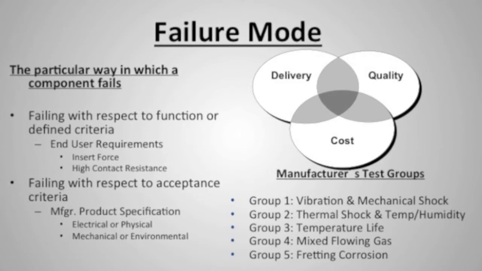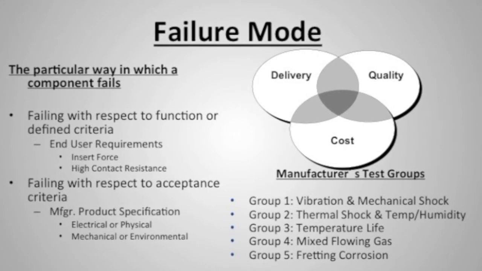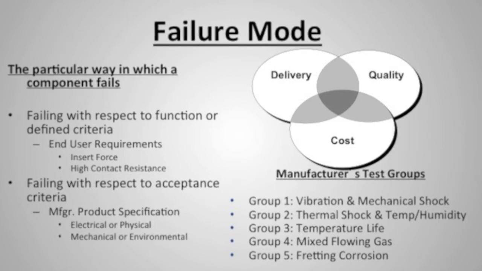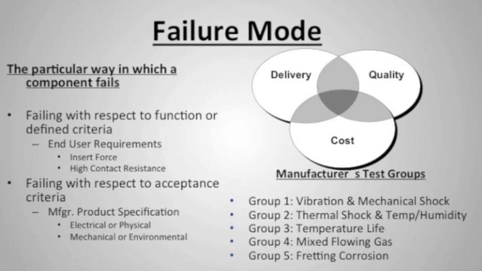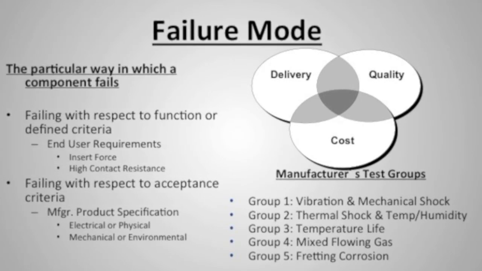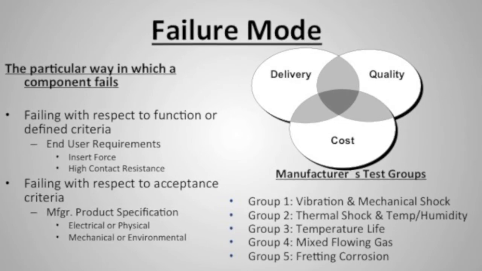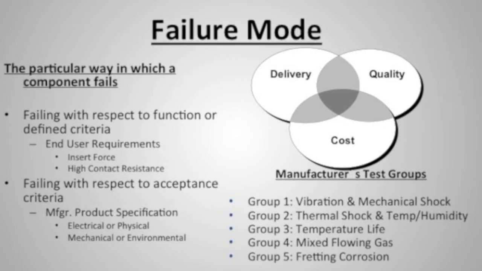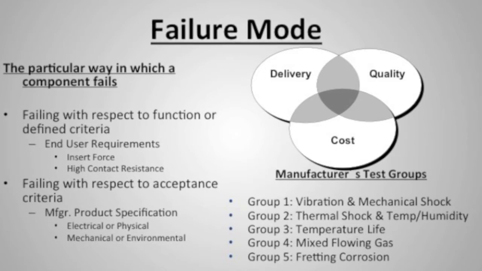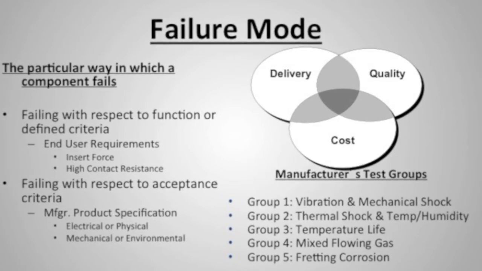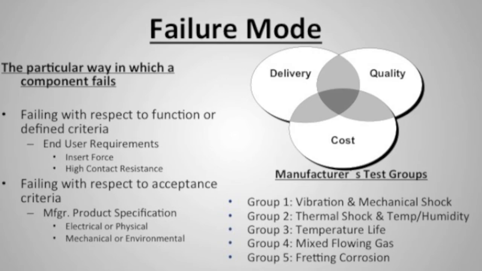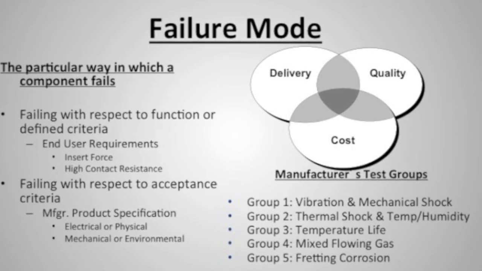Failing with respect to defined acceptance criteria means that a connector does not meet a manufacturer's specifications, perhaps in some aspect of the 5 highlighted test groups. As when specifying other component parts, there are delivery, quality, and cost trade-offs to take into consideration when specifying a connector for your particular application.